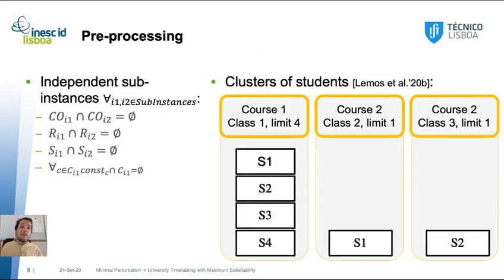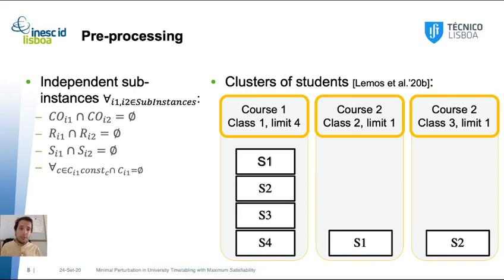The first one is to create sub-instances. We want to create self-contained sub-instances that can be solved independently. So in order to achieve that, we need 4 things. One is to ensure that the set of courses between 2 sub-instances are disjoint. That goes as the same for rooms and students. The sets must be disjoint between 2 sub-instances.